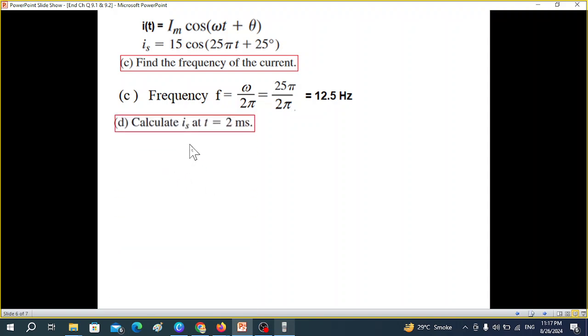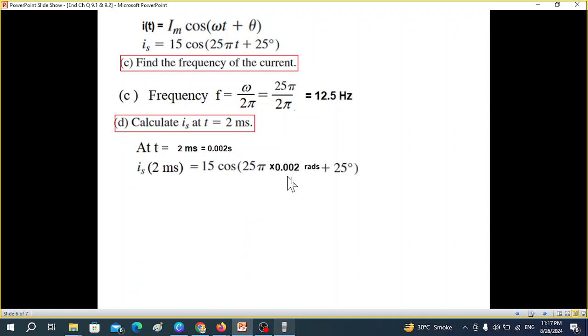And finally, now calculate the current at t is equal to 2 millisecond, which is equal to 0.002 seconds. So we have to be careful. I made a mistake. I had written 0.02. I had to spend a lot of time. Anyway.